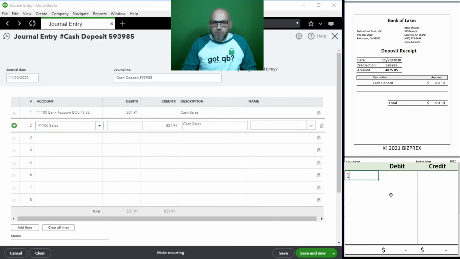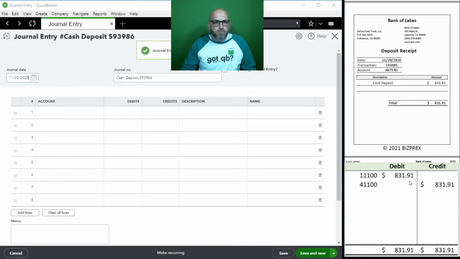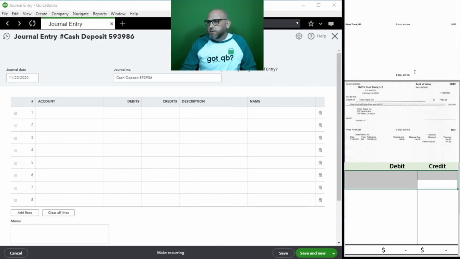So let's make sure, even though it's pretty obvious here, we're going to reflect it. Asset goes up, in this case it's our bank account, sales go up. Right? So here it is. Account 41,100 goes up, and account 11,100 goes up because this is sales/revenue, this is asset, right? So here they are, they increased. So okay, we're going to print some more checks, right? So here it is.